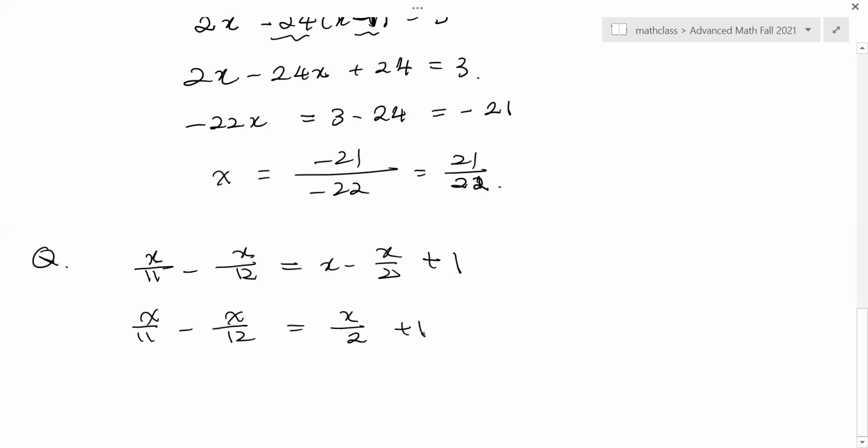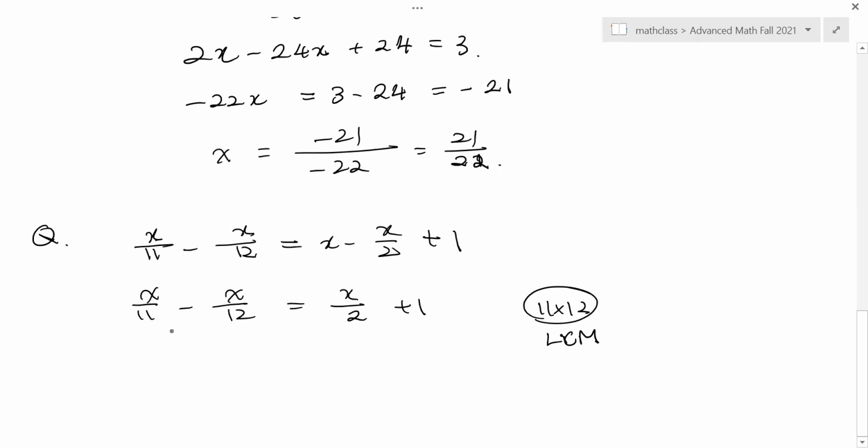So we try to find the least common multiple, which should be equal to 11 times 12, so you can get rid of the denominator. If the first one is multiplied by these two numbers, 11 times 12, you get 12x, and then you get 11x. Then 11 times 12 divided by 2 is going to be 66x, and then 11 times 12. I keep 11 times 12 there. I'm not going to multiply this out.